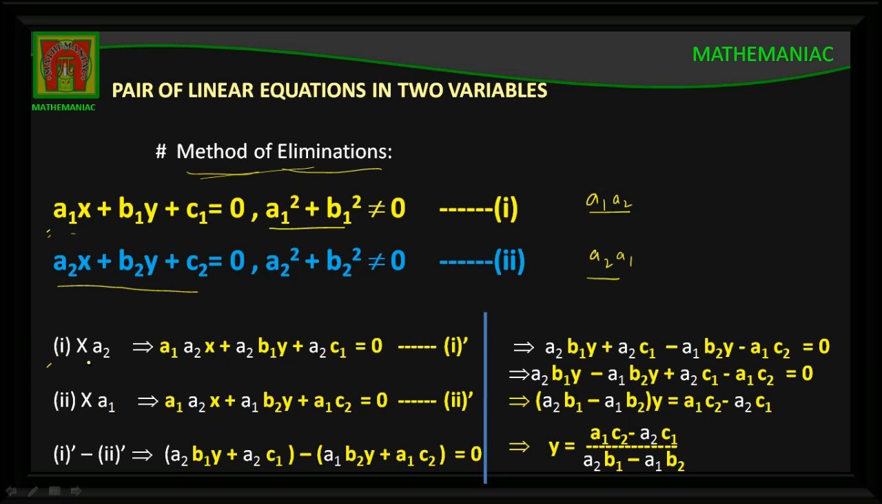Equation number 1 has been multiplied by a2. Then I would get a1 a2x, then a2 b1y, and then a2 c1 is equal to 0. On both sides you have to multiply, right? On the right side there is a 0, so there will be no change at all. This equation we have marked as 1 prime. Then the other equation 2 is multiplied with a1. Then I would get a1 a2x plus a1 b2y and a1 c2 equal to 0. That is the other equation we obtain once we multiply.